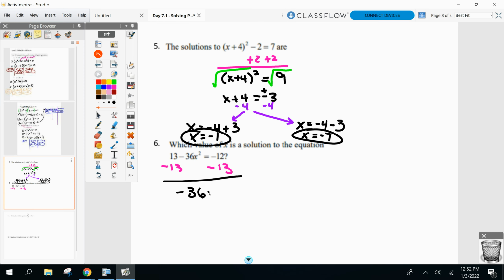Negative 36 x squared equals negative 25. All right, I don't have the x. Can't take the square root, not unless the darn thing's by itself. X squared needs to be by itself.